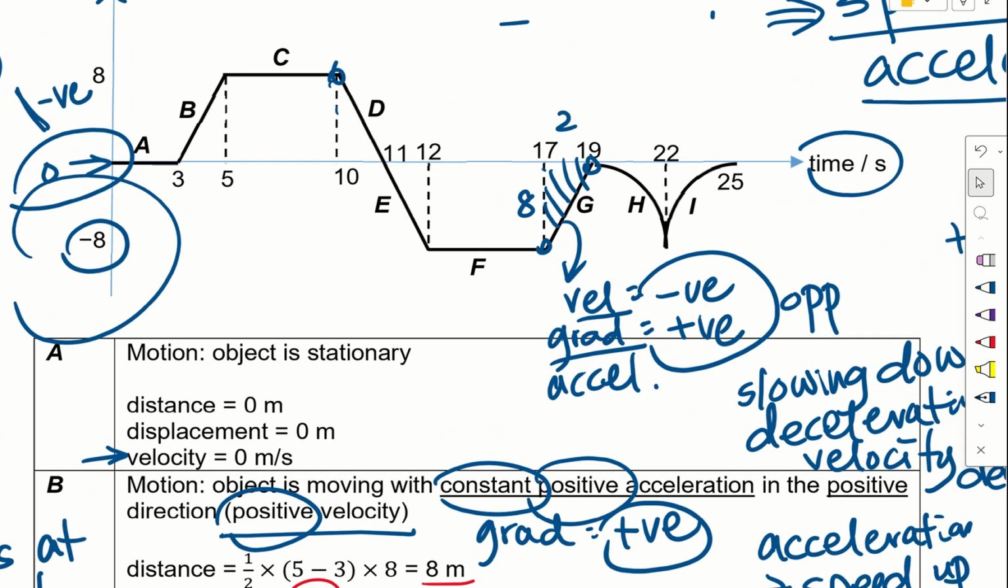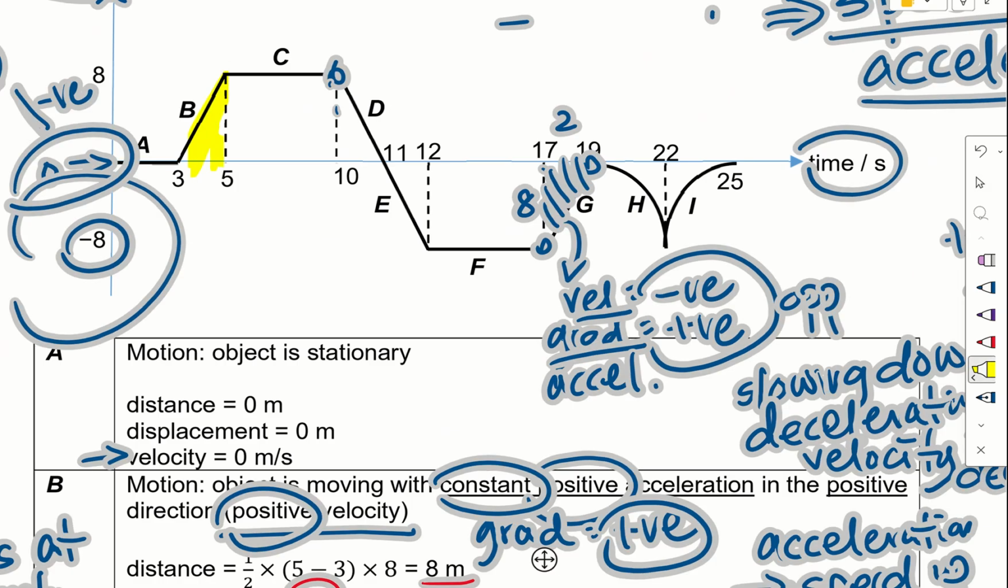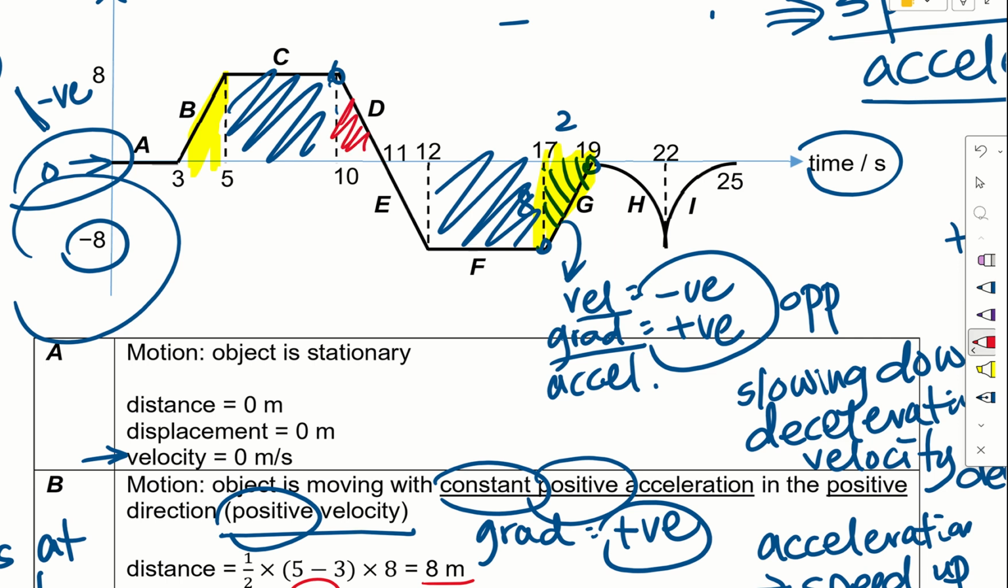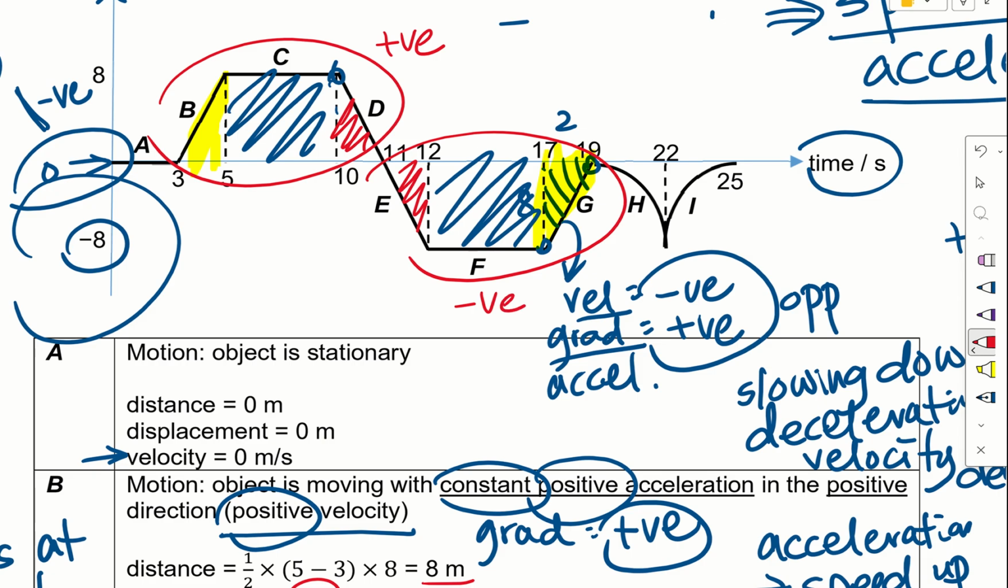This graph is designed such that this area corresponds to this, and this area corresponds to this. It's just that over here it is moving in the positive direction, and over here it is moving in the negative. So in the end, they cancel out, and therefore the displacement is equal to 0.